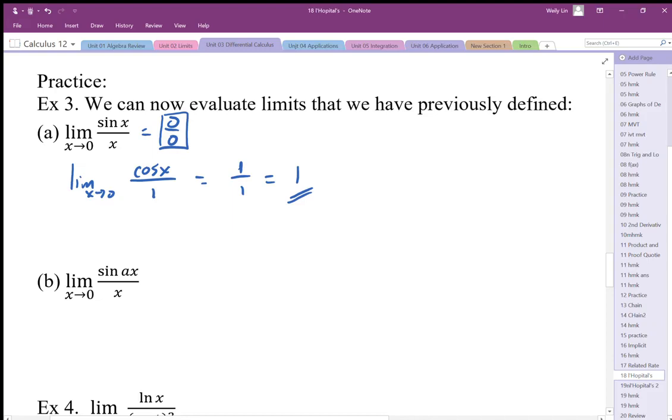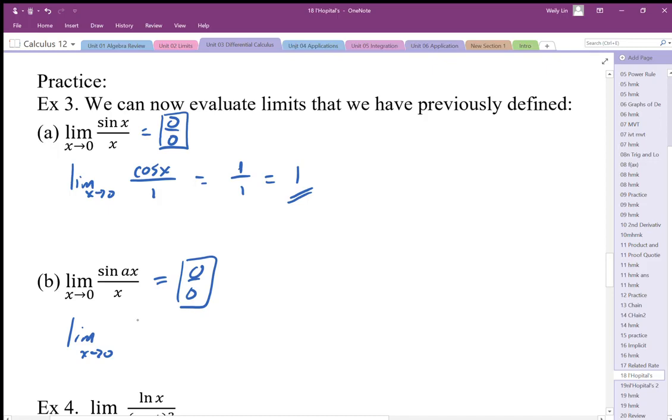This one here we did in homework where we took the derivative of sine ax over x. This one should end up being a. So let's just double check here using L'Hopital's. So again, plugging in 0, I get 0 over 0. There's my condition. Apply L'Hopital's.